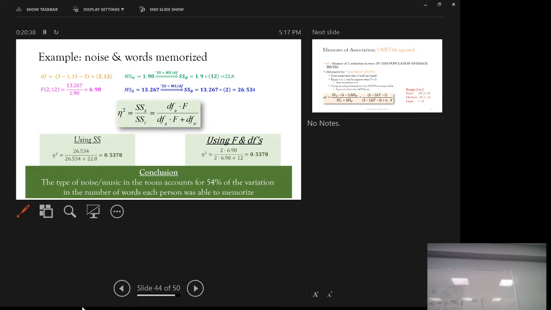So here, the type of music played in the room accounts for 54% of the variance, or the variation, in the words each person was able to memorize. Are there other things that affected how many words they memorized? A lot of other things, right? But the type of music, that's a pretty big component, over half.